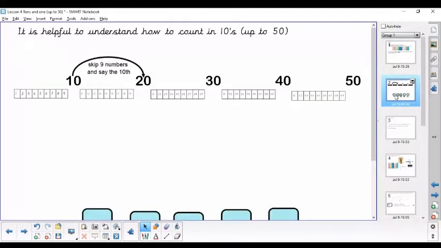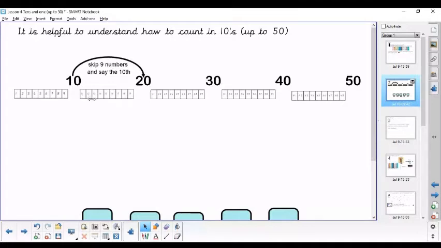Now, it's really helpful to understand how to count in tens up to the number 50. If you look at the number boards, you can see they are going up in ones. 1, 2, 3, 4, 5, 6, 7, 8, 9. When we count up in tens, we ignore these 9 numbers and only say the 10th number. So for example, we ignore these first 9 numbers and we say 10.